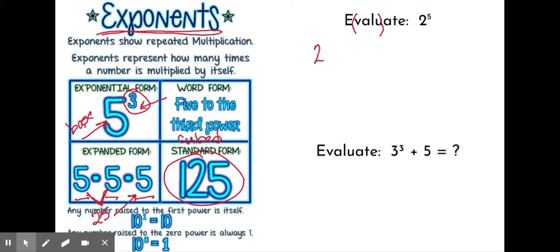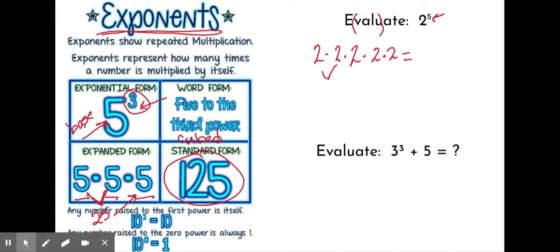So 2 is my base number. That means that's the number I'm multiplying by itself. And the 5 tells me how many 2's I need. I need 5 2's. Okay, there are my 5 2's. I'm going to multiply between them. Okay, there's my multiplication. Now I have to do the actual multiplication.